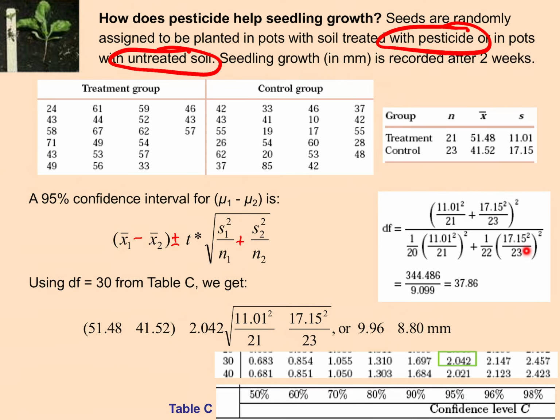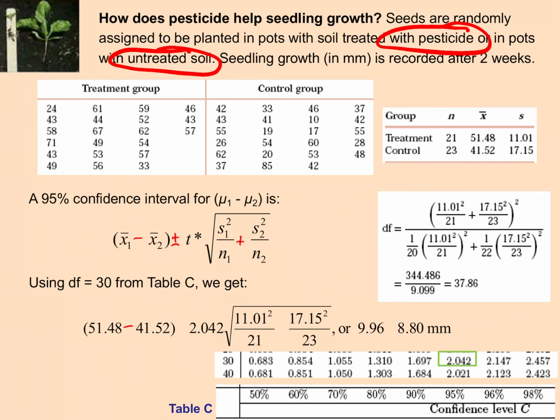Now, the degrees of freedom calculation, which I told you you don't have to worry about, is over here on the right. Basically, if you plug in your standard deviations and your sample sizes over here, you end up with degrees of freedom of 37.86. That again is going to tell you what row of the table to look at. But because there isn't a 37 or a 38 row on the table, we're going to use degrees of freedom of 30.